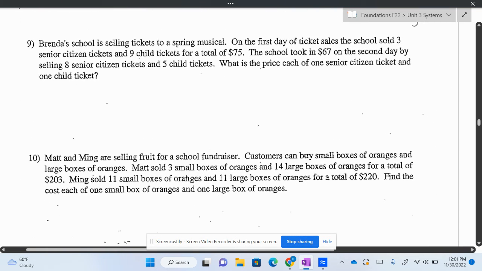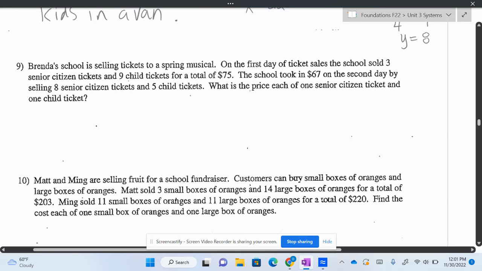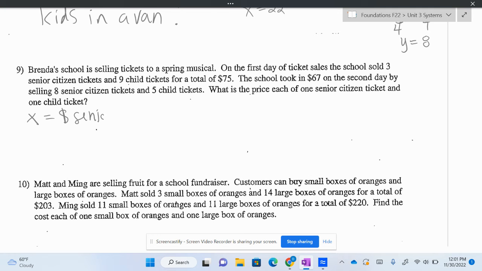All right, we have two more. We are just going to set up number 9. We're not going to solve it because we've done several senior ticket ones. So I'm going to let x equal the cost of a senior ticket, money for a senior, and y is the money for a child. I just want to come up with the equation. Naya, give me the first equation. I kind of boxed it in for you. How many senior tickets and how many child tickets for what amount?